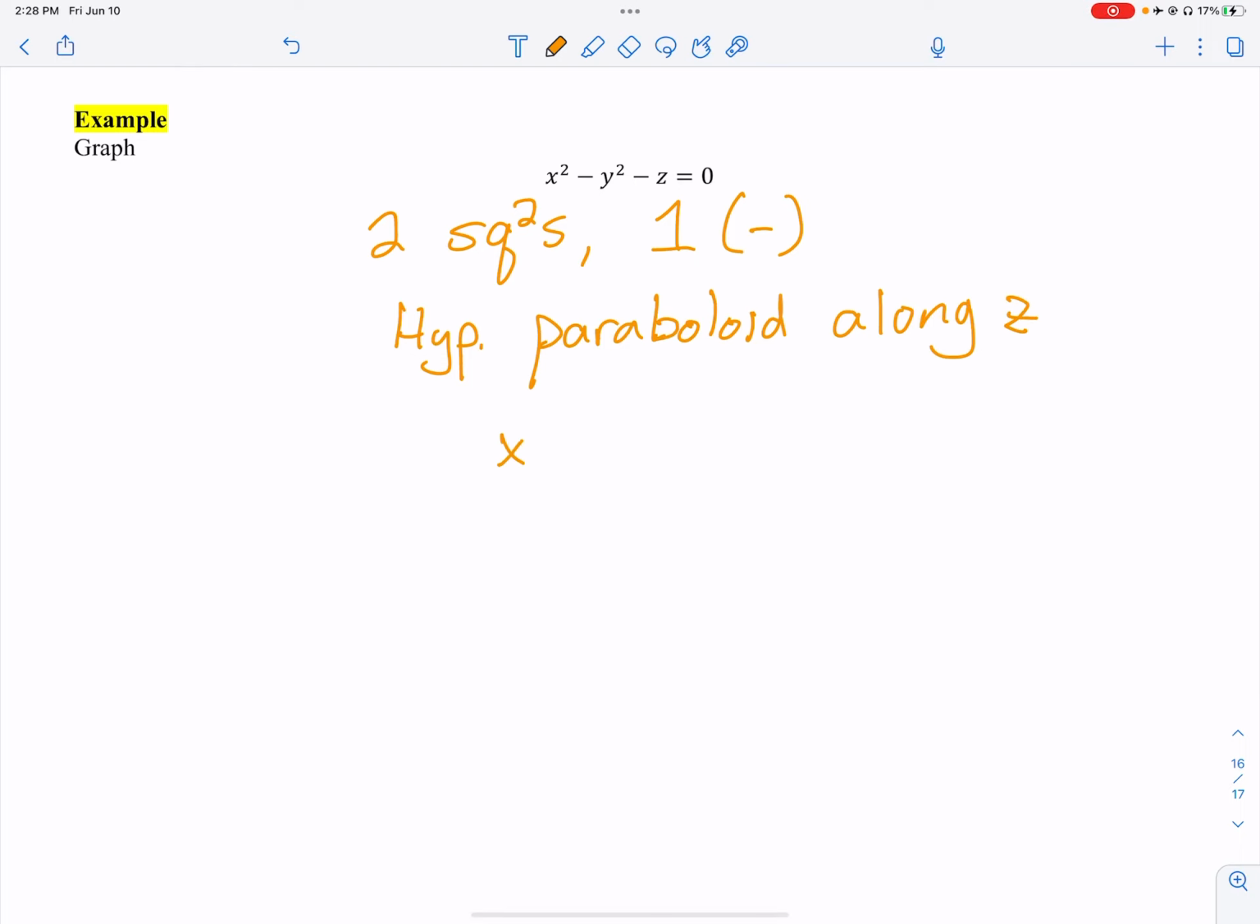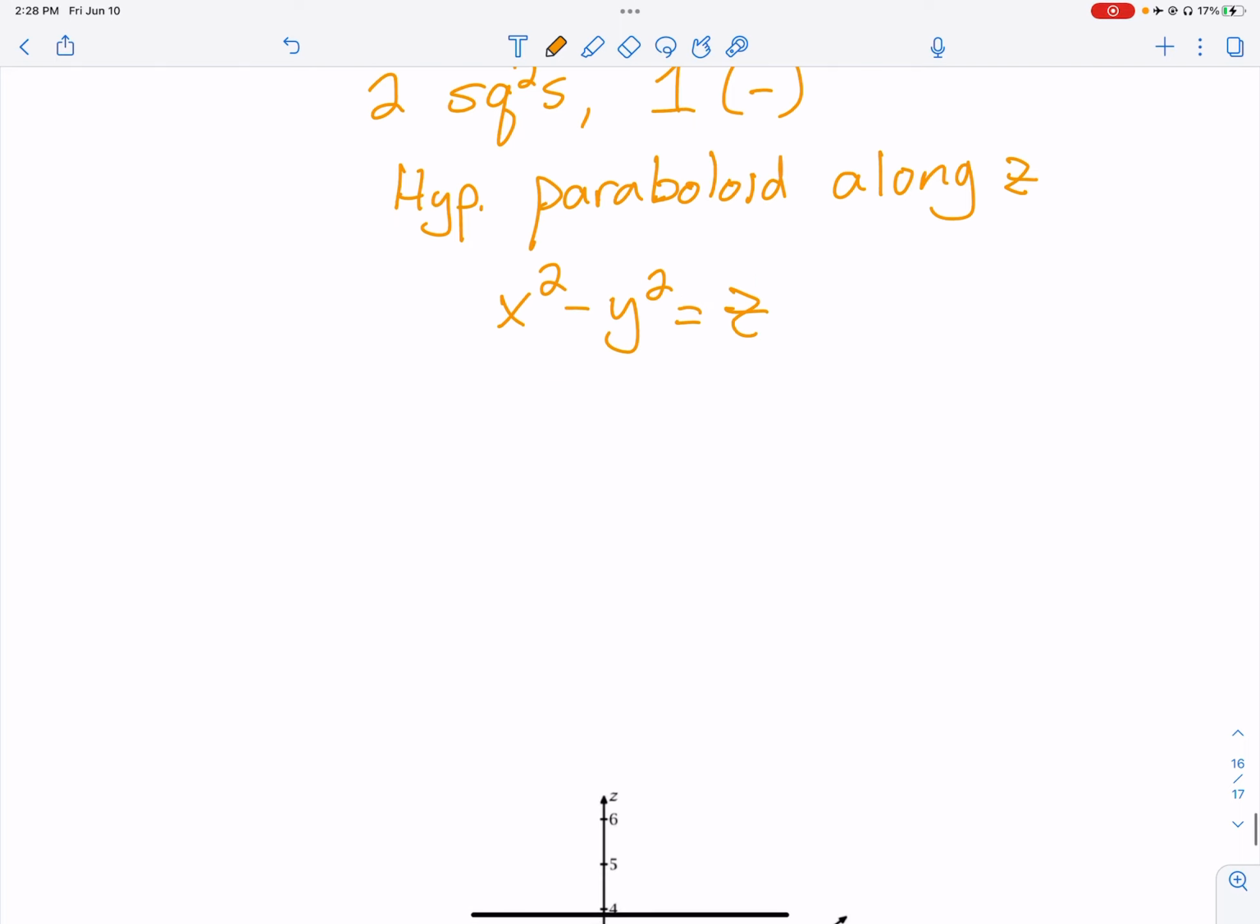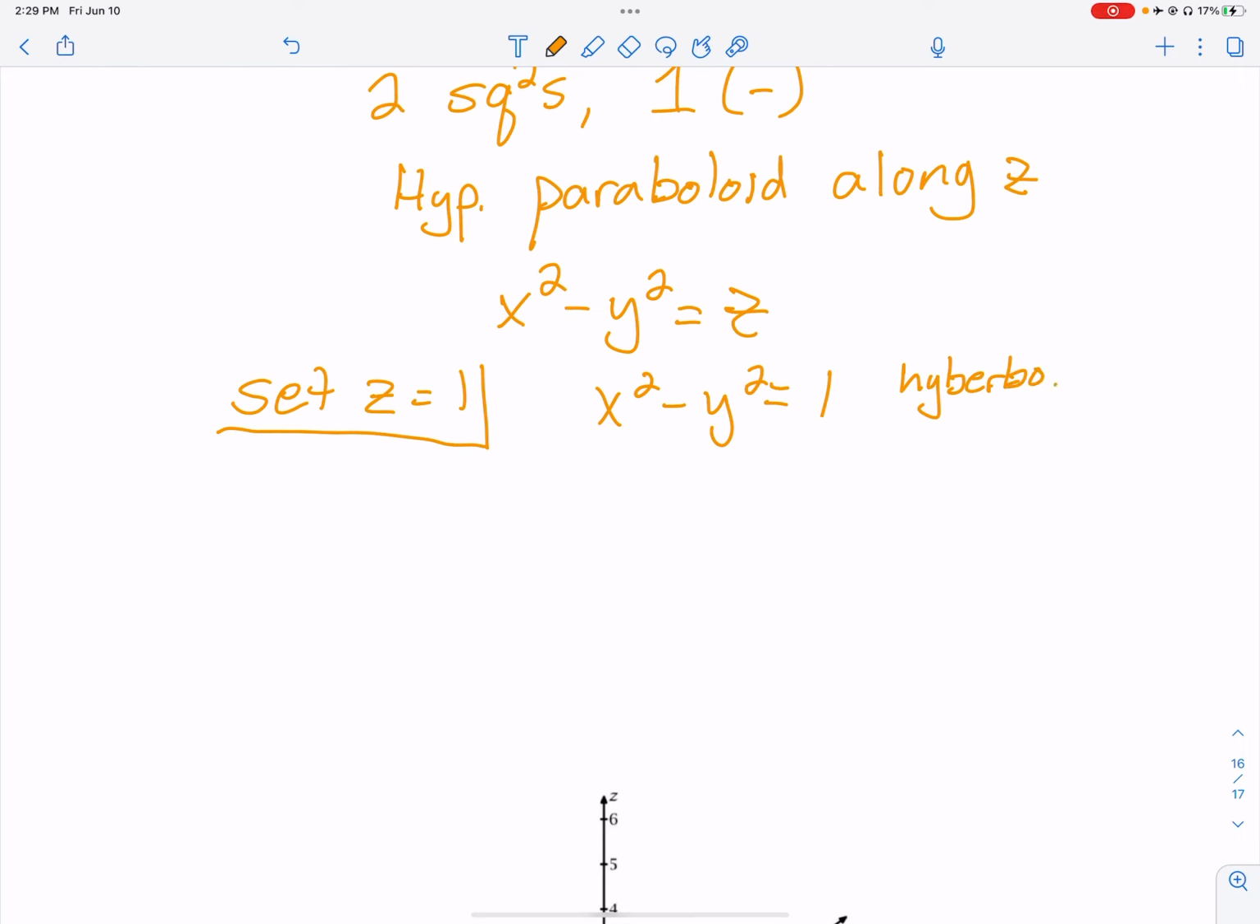All right, so I'm going to write it in standard form. We're going to pick z to be 1. You can just pick any value for z. I like to pick things that are smaller. So here is z equals 1. We get x squared minus y squared equals 1. This is a hyperbola along the x-axis. So you may remember, may not, what that means.